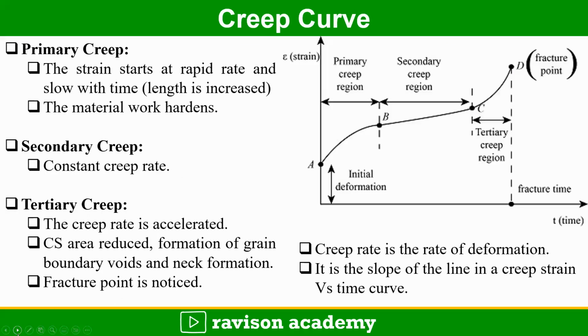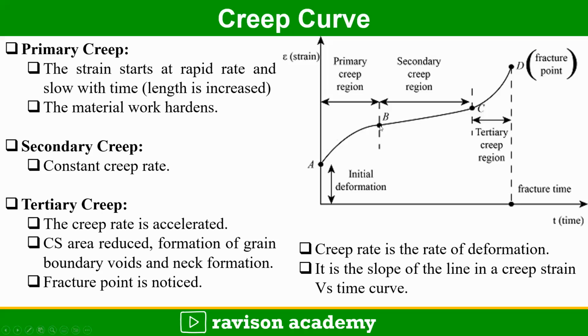So this is a creep curve. Initially it is plotted between the strain and the time. So initially there will be some deformation due to the load applied. After, due to load and thermal stress, initially the primary creep region is formed at a rapid rate. The length is increased up to the point A to B, which forms the primary creep region. So during this point, the material is work hardened.